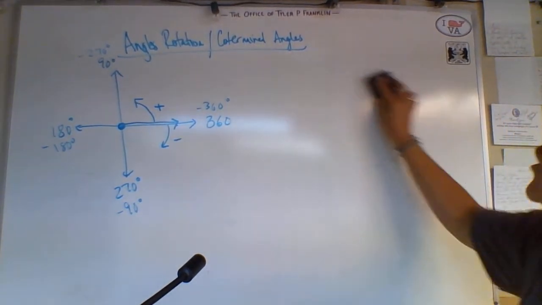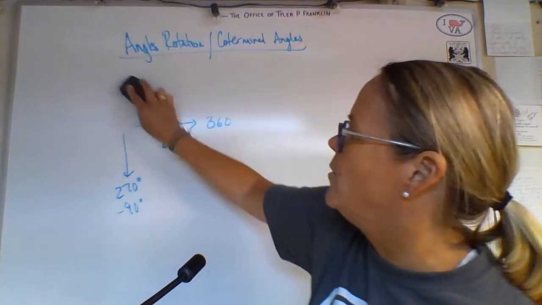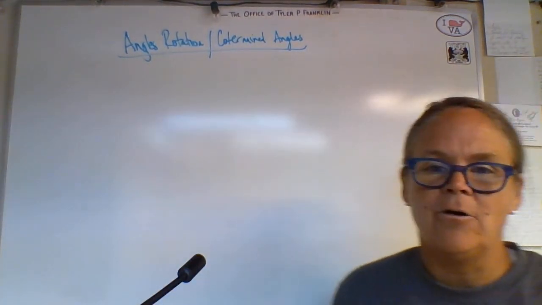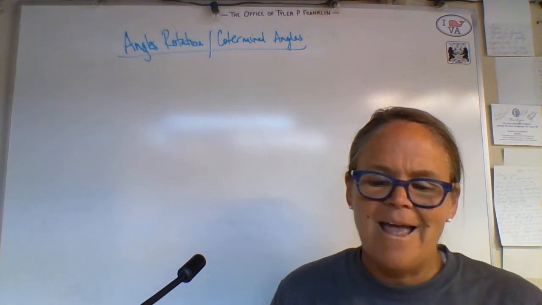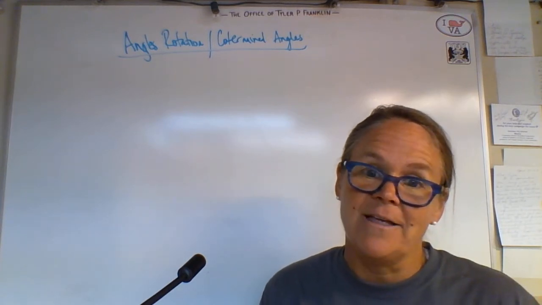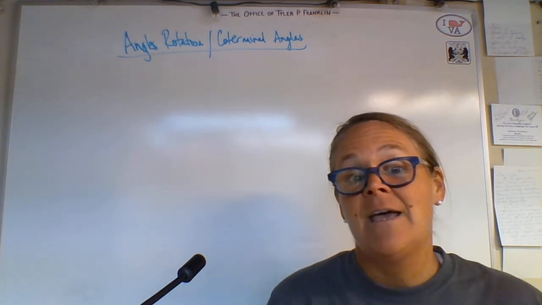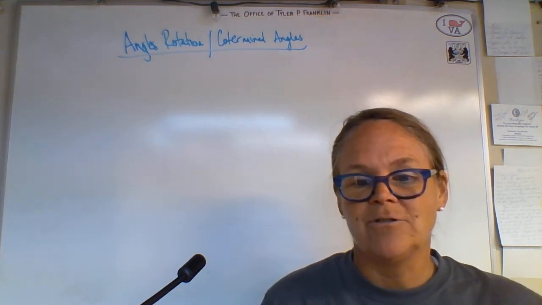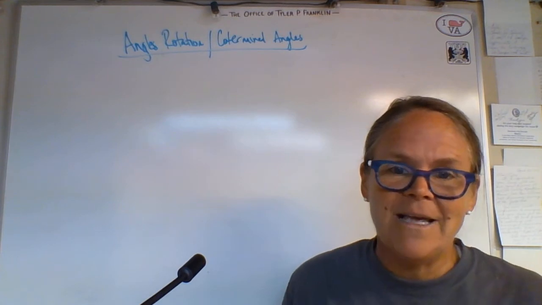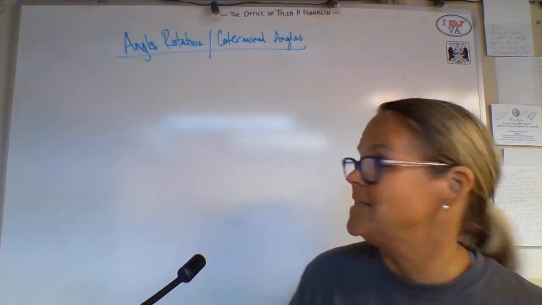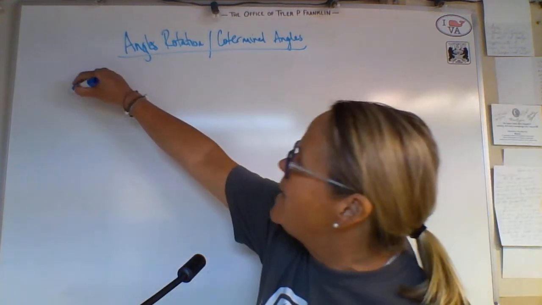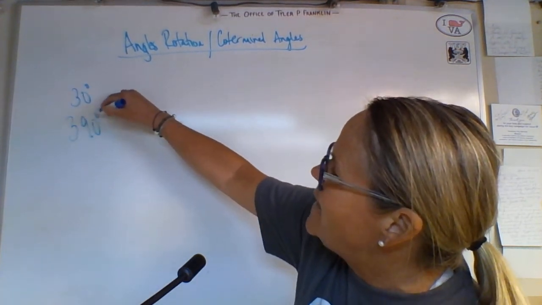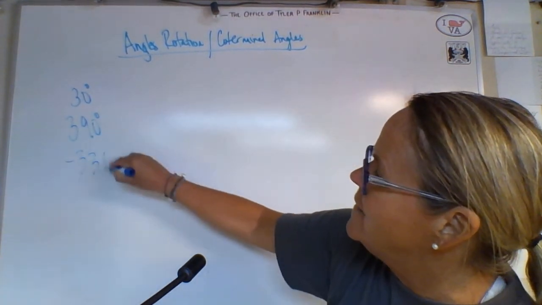Second thing, coterminal angles. So if angles are coterminal, they start and stop in the same place. Now, my definition says it has the same initial and terminal side, but that really means you start and stop in the same place. So the example that I say is think of a 30, a 390, and a negative 330.